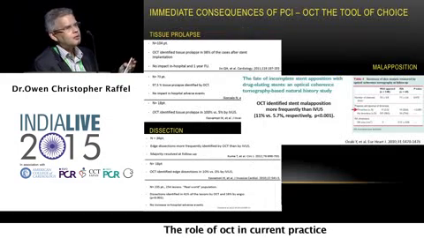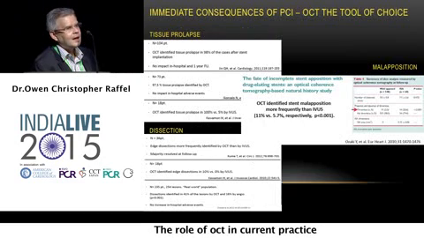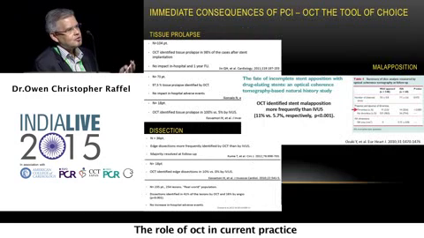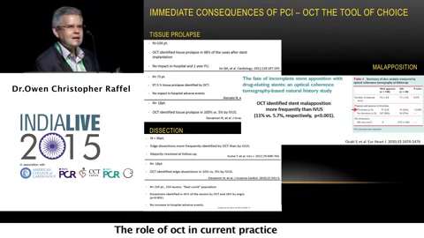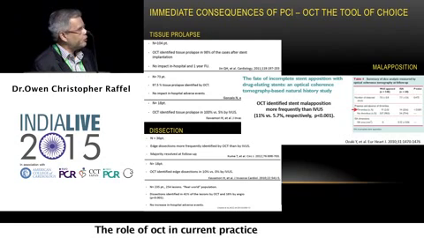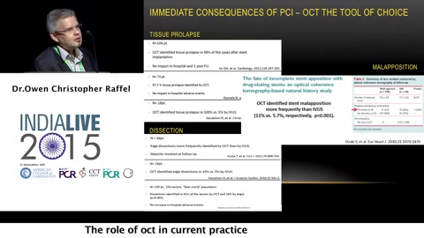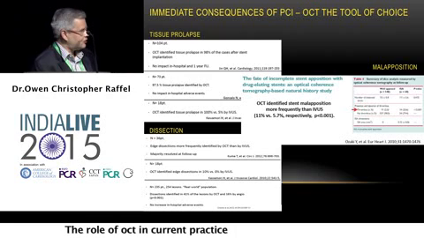We also have, and I won't go through these in the interest of time, multiple studies looking at OCT and IVUS and angiography in looking at the immediate consequences of stenting: dissections, thrombus, tissue prolapse, all showing the superiority of OCT with its resolution in detecting all these changes.